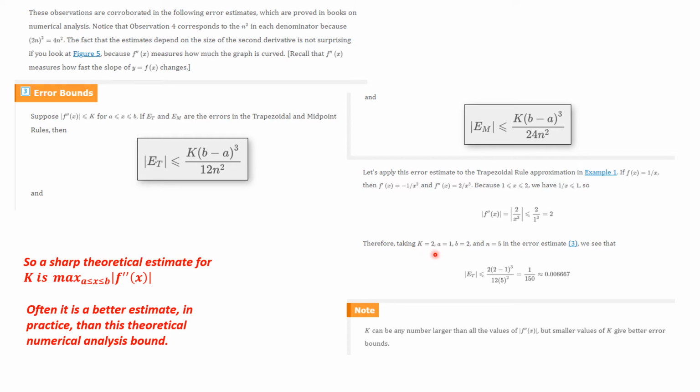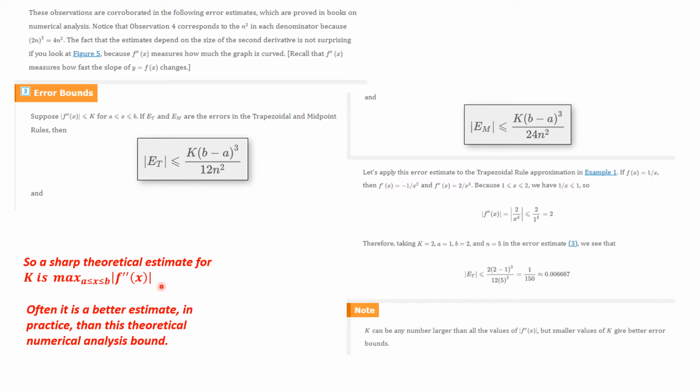Now, that means we can take K, which is the maximum of this, to be 2, and so the error in the trapezoidal rule is less than or equal to: K is 2, b minus a is 1, 12 is 12, and n was 5. We plug all of that in and we get 1 over 150, or this decimal approximation.